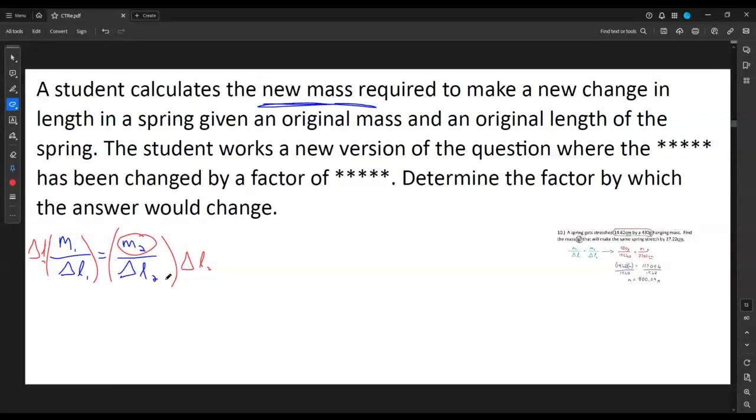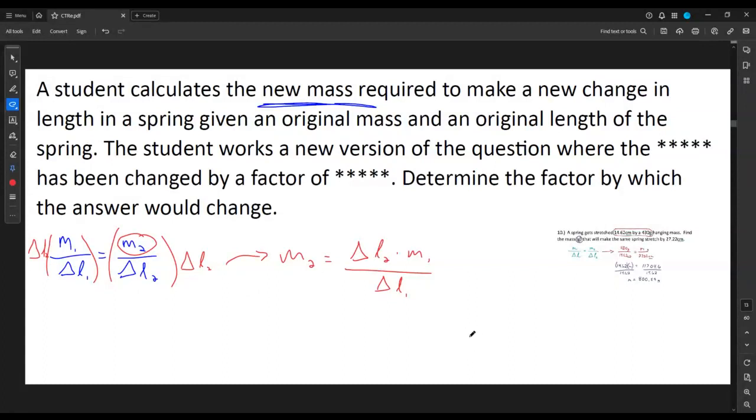And what that's going to do is it's going to cancel from this side. It's going to bring it to the numerator over here. I'm going to try to fix my handwriting, 2. And so then that's going to tell me that the new mass is equal to the new change in length multiplied by the old mass divided by the old or original change in length.